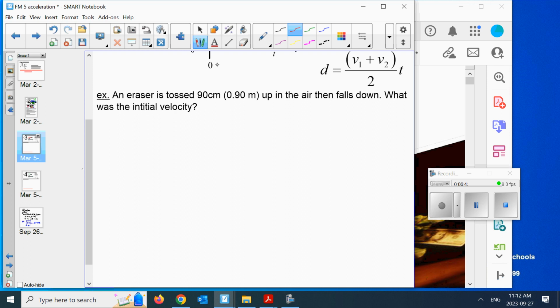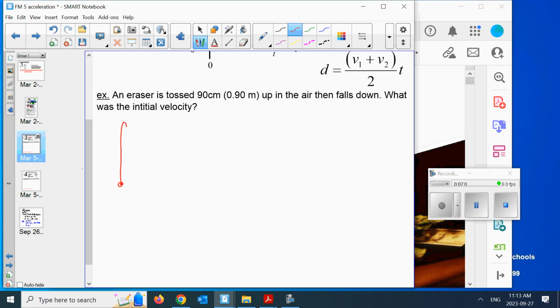Zero velocity, then come back down. That is something you're going to use in a lot of these problems, and it's not explicitly stated that the velocity is zero at some point. So let's go. Okay, in this particular one, it is.